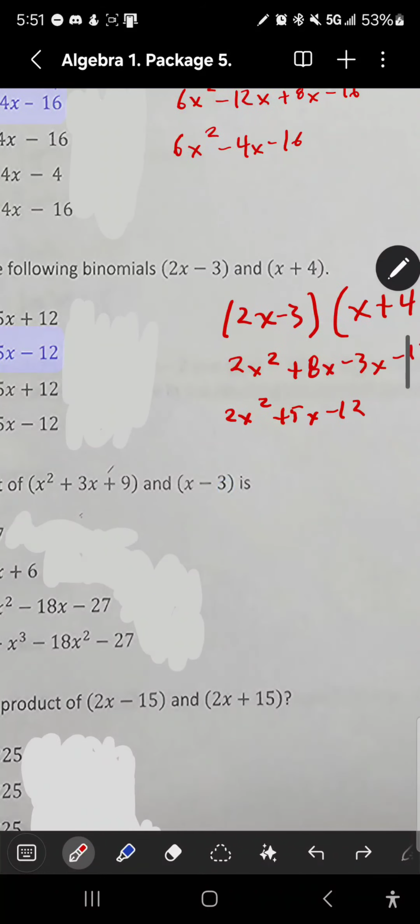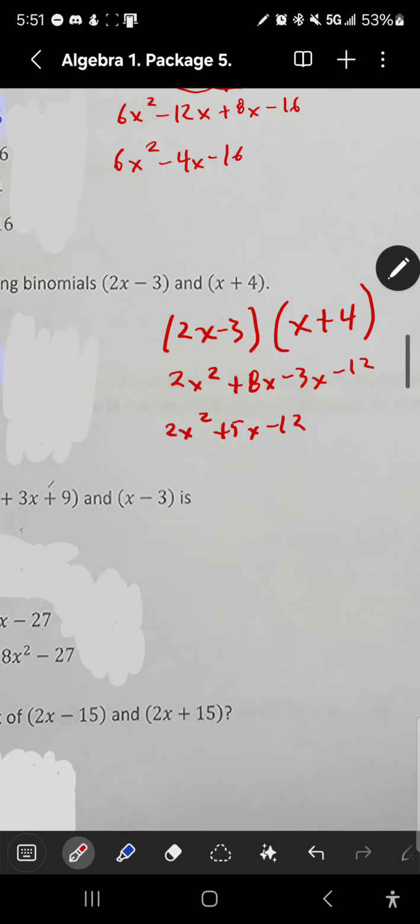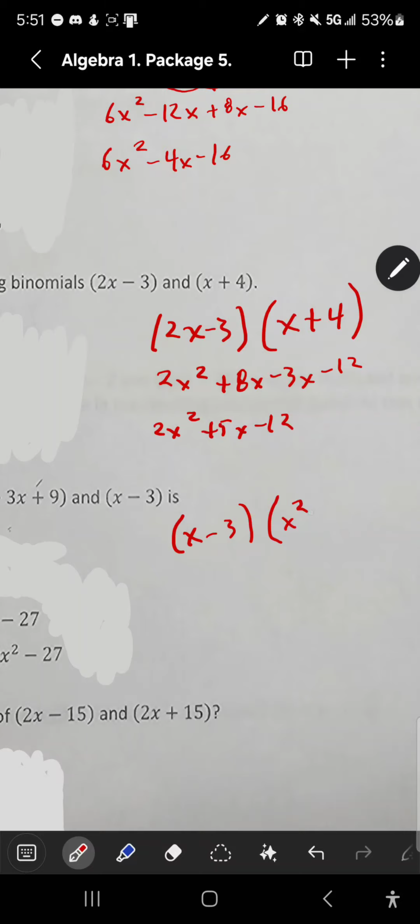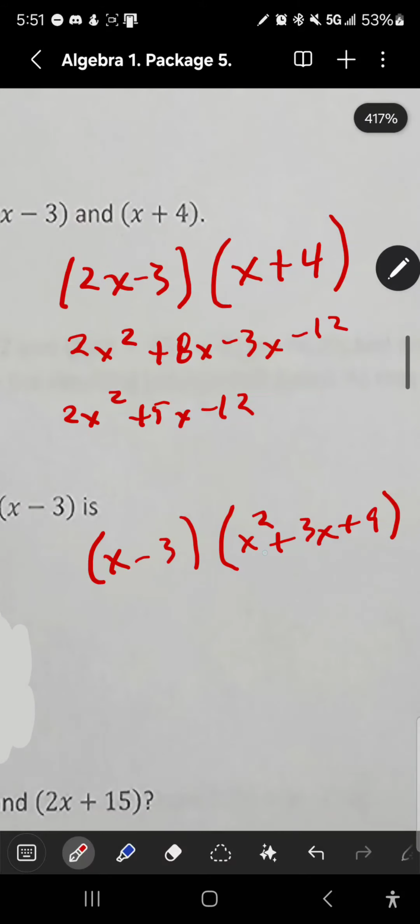Now let's see the product of x squared. When we are multiplying, it doesn't matter if I multiply this one times this one or if I flip the value. So I'm going to say x minus 3 times x squared plus 3x plus 9. So x times x squared is just x cubed, which is x to 3. Now, x times 3x is 3x squared. x times 9 is 9x.